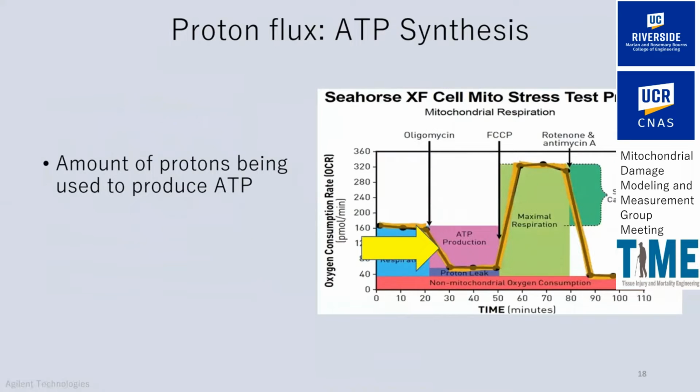The second thing that this assay allows you to measure is ATP synthesis. This is a measurement of the picomoles of oxygen per minute that the mitochondria or cells are using to produce ATP specifically. Now, this is different from the measurement before because this does not include the oxygen used to pump protons across the membrane that are then lost to proton leak, which is a different concept.